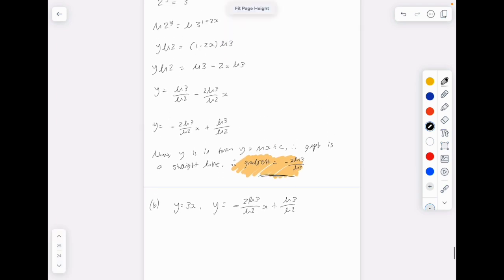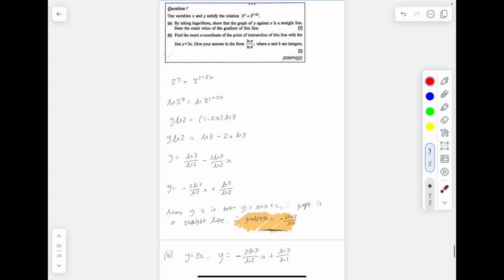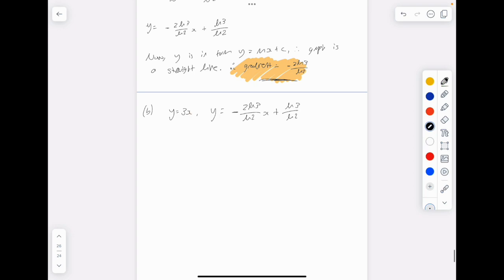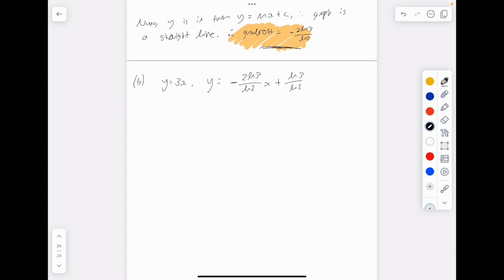So it's an intersection here. You've got y equals 3x intersecting with this over here. So all we need to do now, guys, is solve them simultaneously. So I can say 3x equals negative 2 ln 3 over ln 2 x plus ln 3 over ln 2.